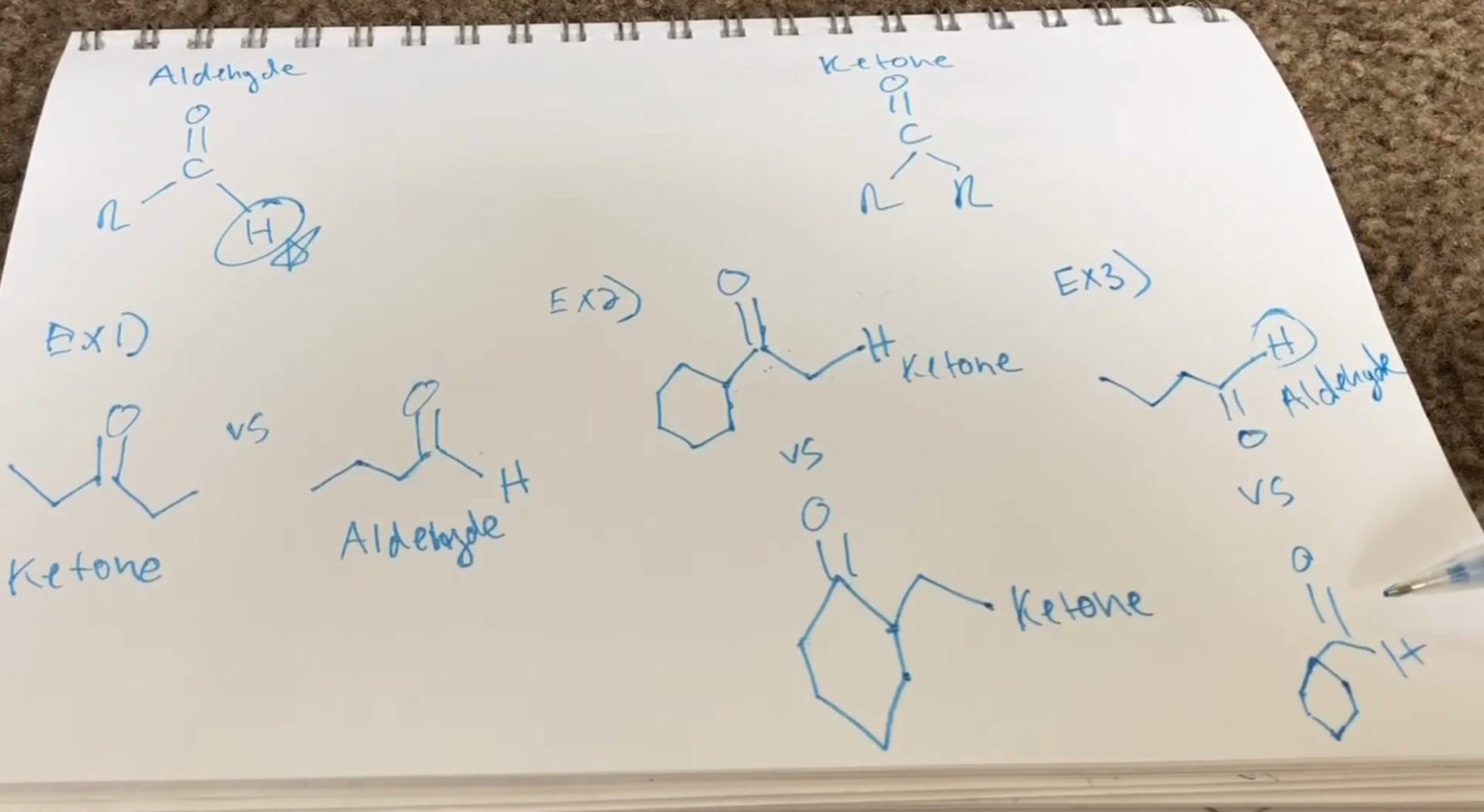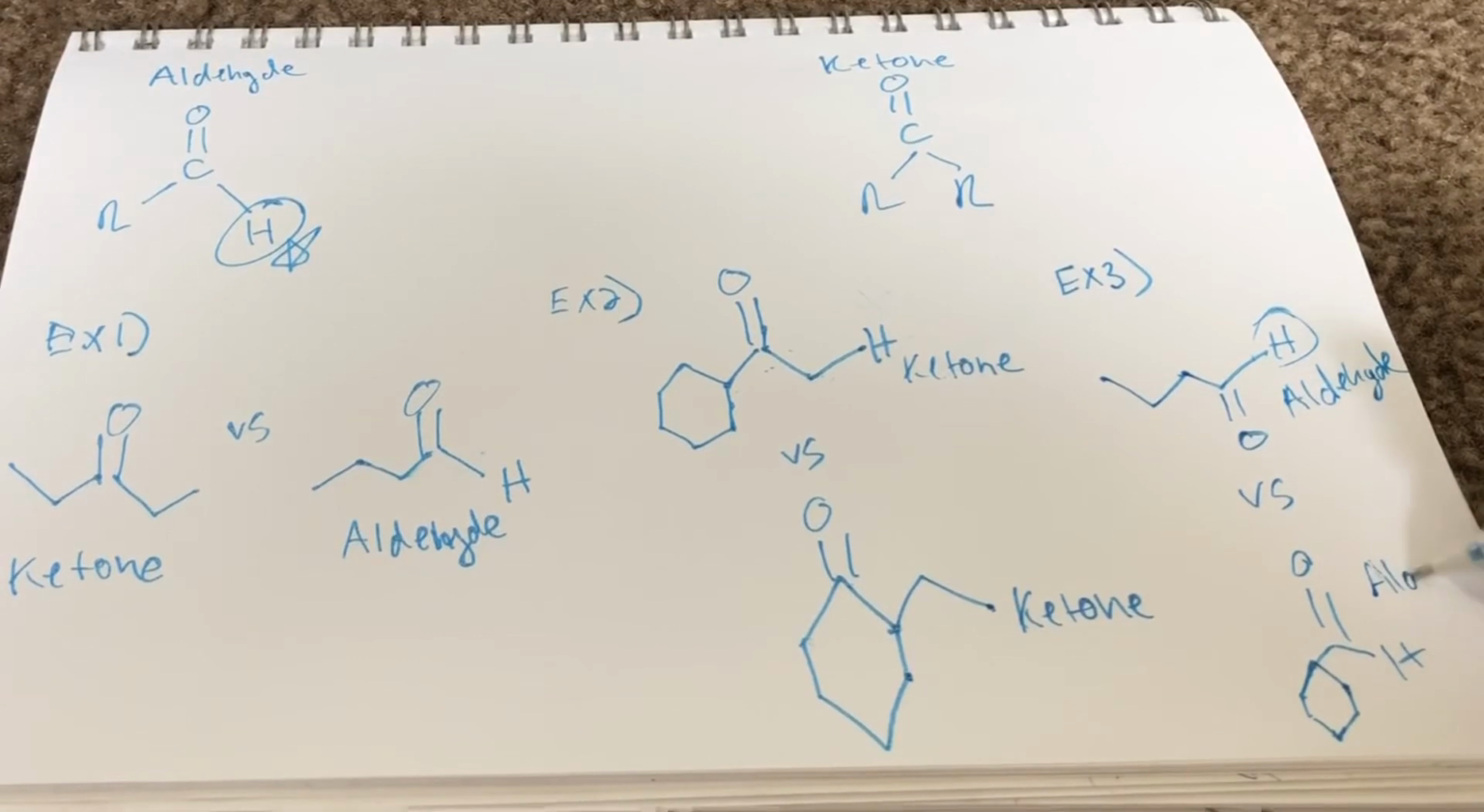So now let's move on to this example. We have our carbonyl group, which again is our oxygen double bonded to our carbon, and then this is connected to a hydrogen and an R group. So therefore, this is also an aldehyde. So let's review.